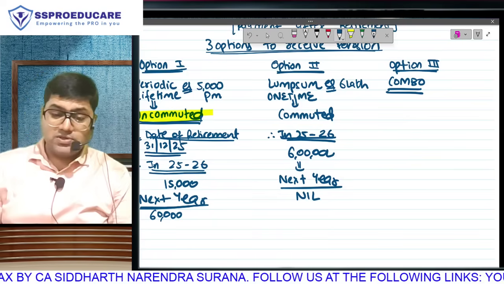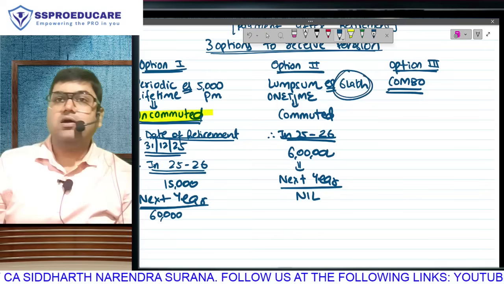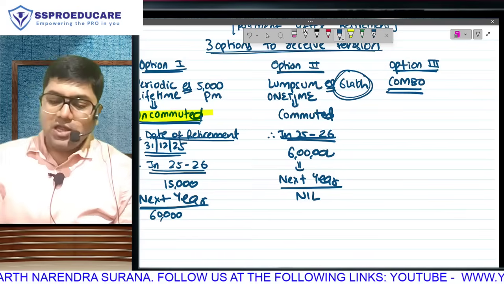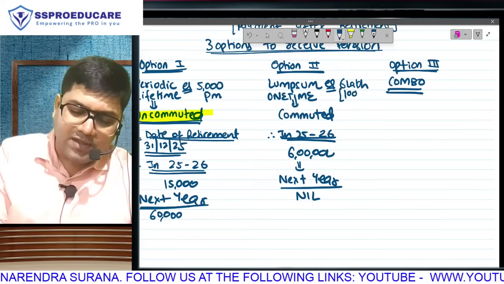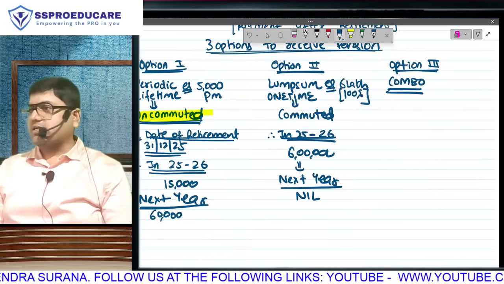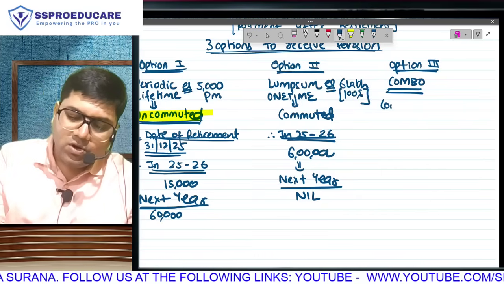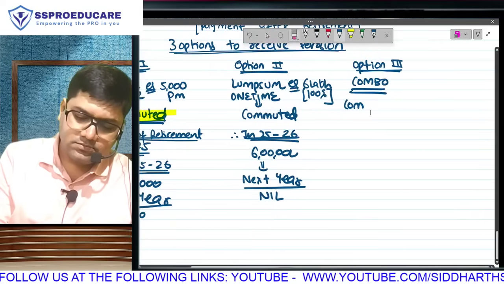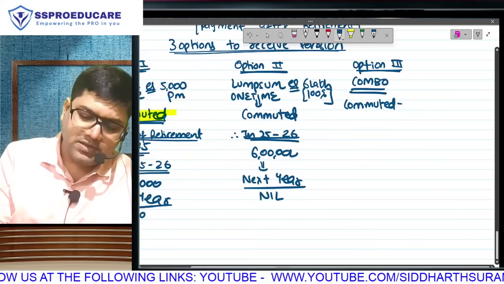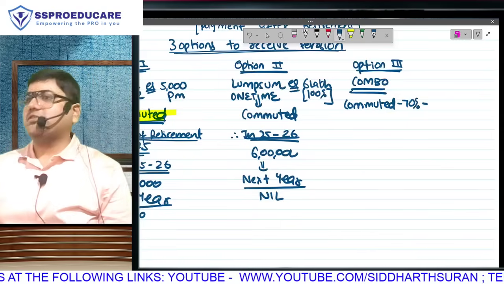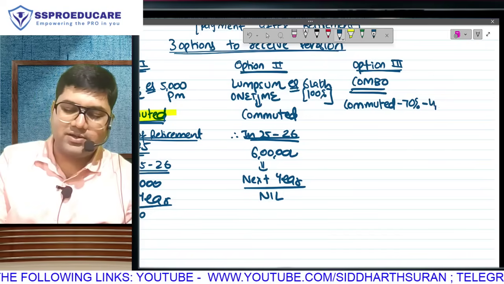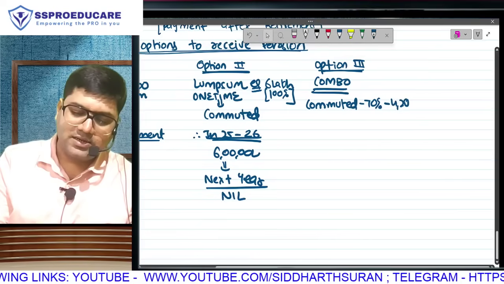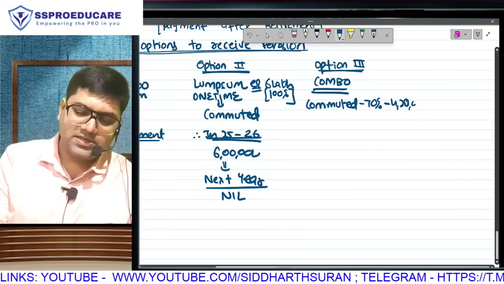So I can choose not to commute this figure of 100%. I can choose only to commute a portion of this. If I commute 100%, I will get how much? 6 lakh. But I can take a combo of commuting, let us take an example, 70%. So I won't get the full 6 lakh. Then I will get only 4,20,000. You understand how I got 420? 6 lakh ka 30%.